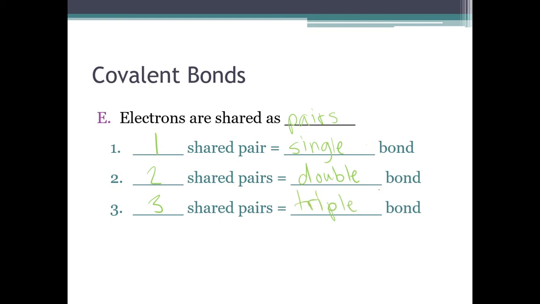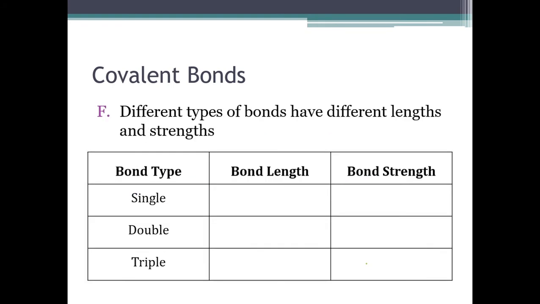You're going to see single, double, and triple bonds pretty frequently in this unit. And they all have different properties. So a single covalent bond is going to be the longest bond. A triple bond is going to be the shortest bond, and a double bond will be sort of right in the middle. It'll have a medium length. And this makes sense if you think about your bonds as being sort of rubber bands holding two atoms together.